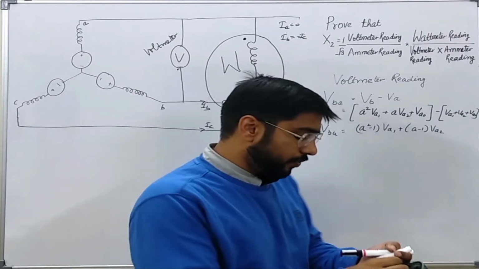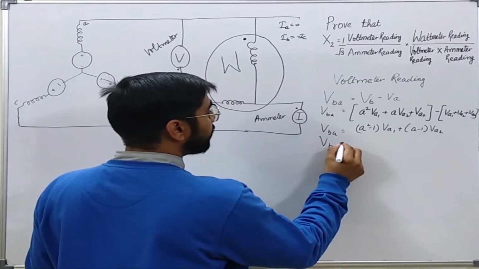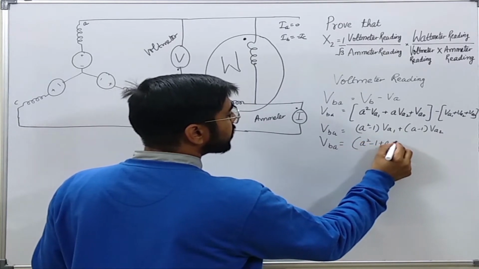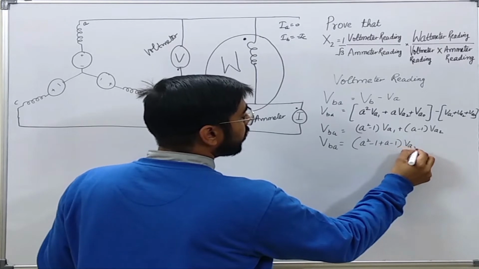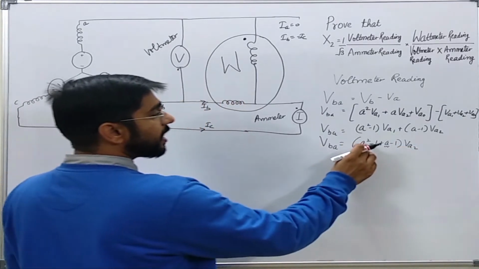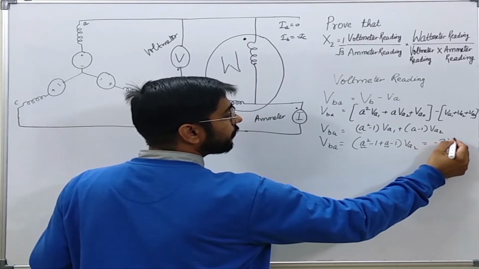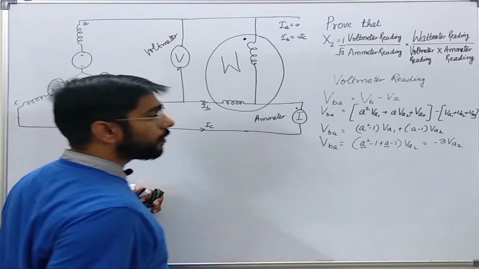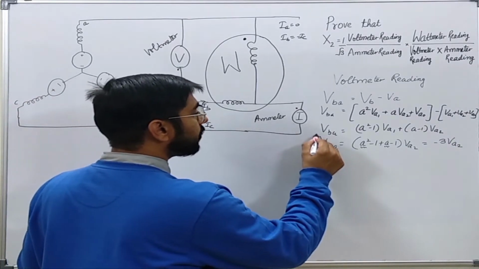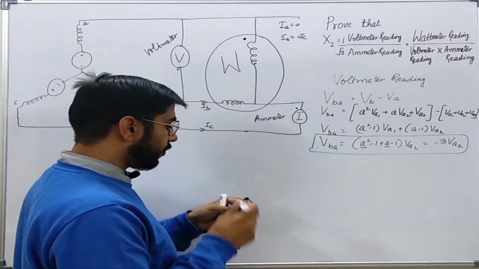So VBA can be written as (a square minus 1 plus a minus 1) VA2. Now this a square plus a is equal to minus 1. So minus 1 minus 1 minus 1 equals minus 3 VA2. Now we have got that VBA, the voltmeter reading, is equal to minus 3 VA2.